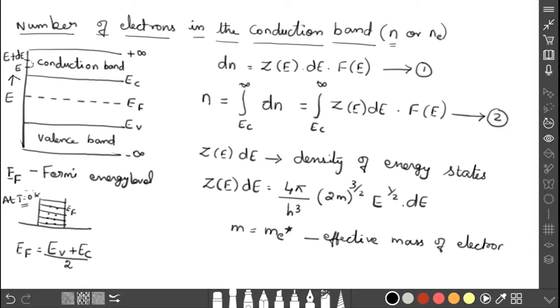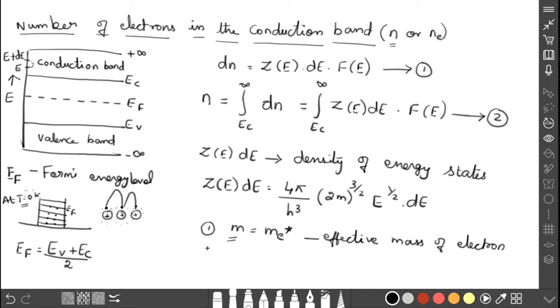In the material, all the positive ions will be uniformly arranged, but the electrons will be moving everywhere. The potential energy of the electron has a different nature. When the electron comes closer to the positive ions, the potential energy will be very low, but in between 2 positive ions, the potential energy will increase like this. So this is the periodic potential. That means the electron experiences a periodic potential near the positive ions. That is why, instead of the normal mass, we use the effective mass of the electron. This is the first modification we are going to do.